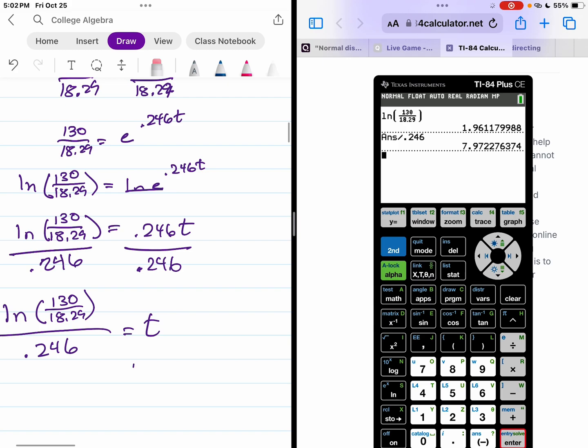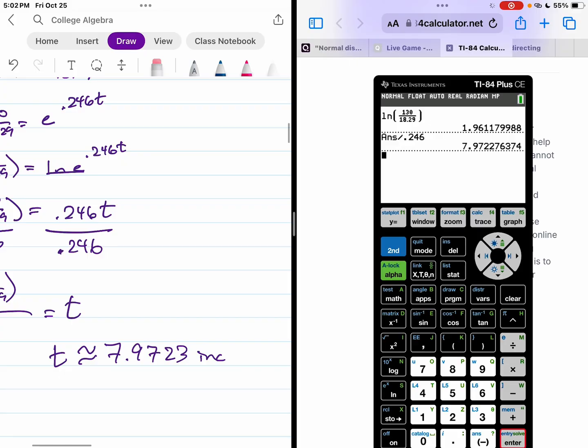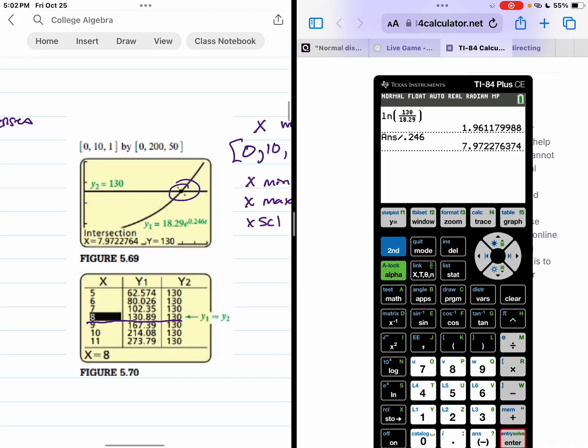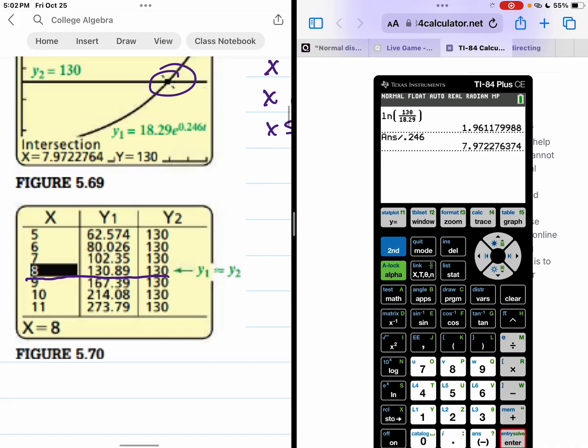And I get that t is approximately 7.9723, and that's in inches. So it needs to be approximately 8 inches. Now that matches up with our picture. Remember, they went by a scale of 1 here, and we can tell that it's a little bit bigger than 130, so it happened a little bit before that, somewhere between 7 and 8. And remember, our answer was 7.97, which makes sense for what's happening.